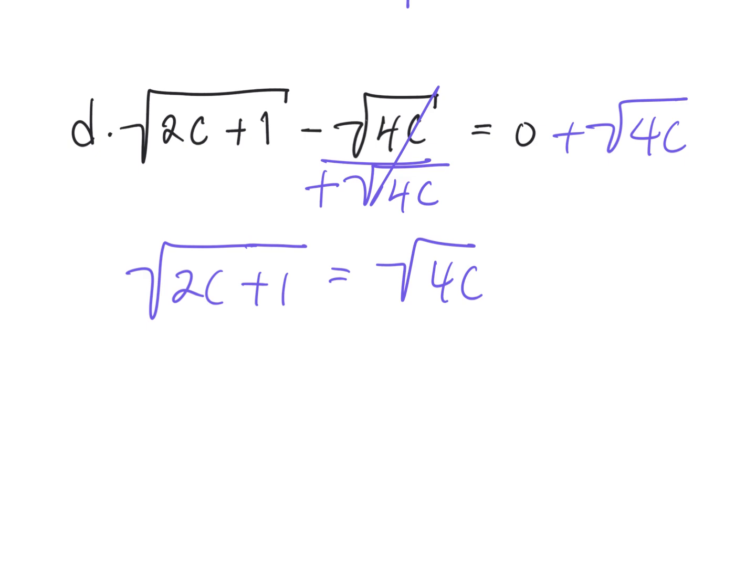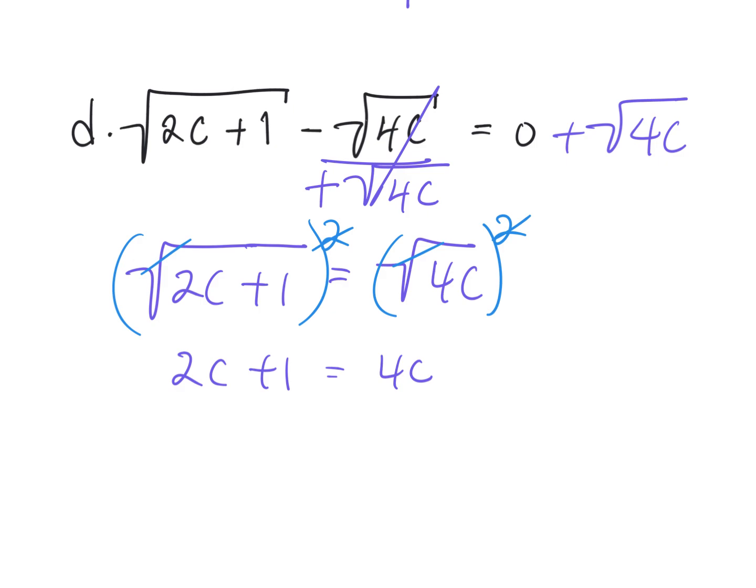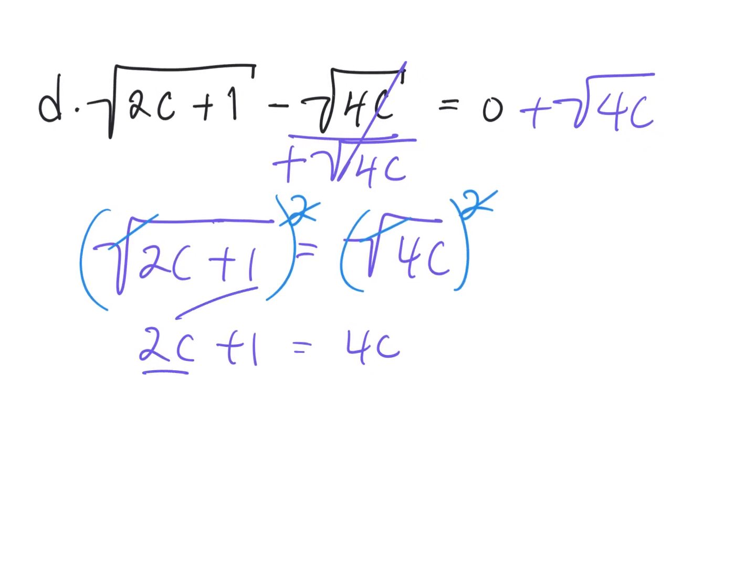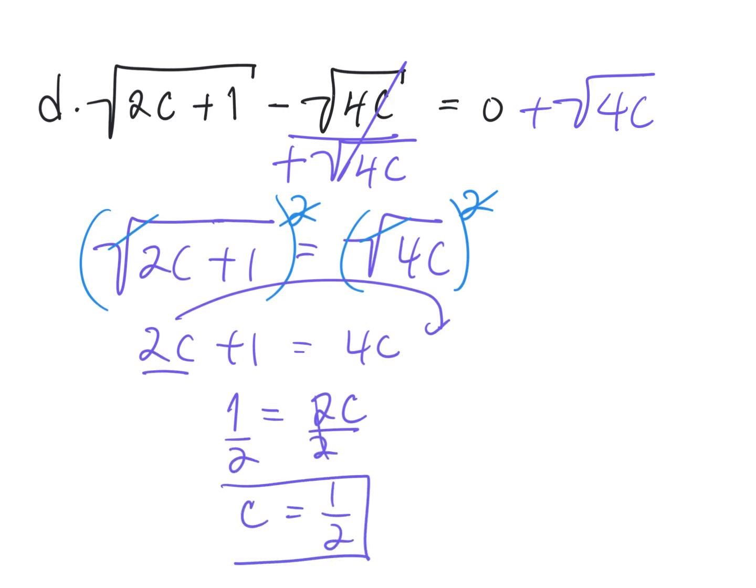Then we can raise both sides to the power of 2 to cancel out the radicals. What is left here is 2c plus 1 is equal to 4c. Since my 2c here is lesser, I'm going to put it on this side. So this is left with 1, and 4c minus 2c is going to give you only 2c. Dividing both by 2, this is going to give me c is equal to 1 half.